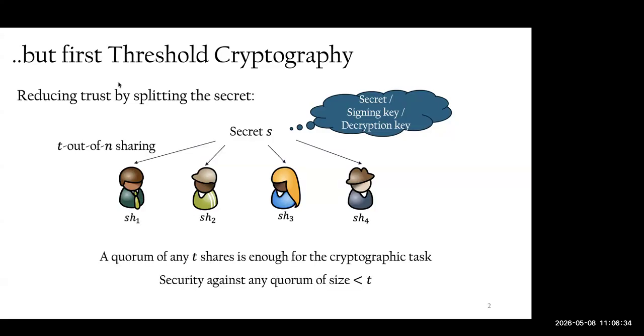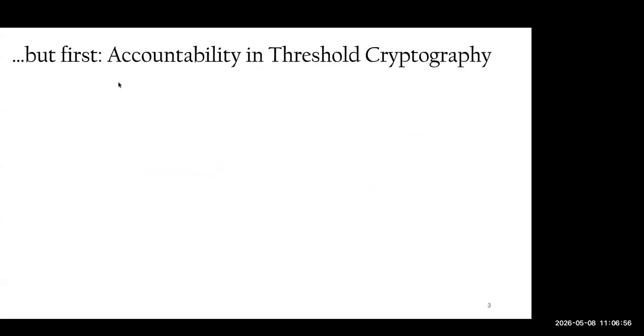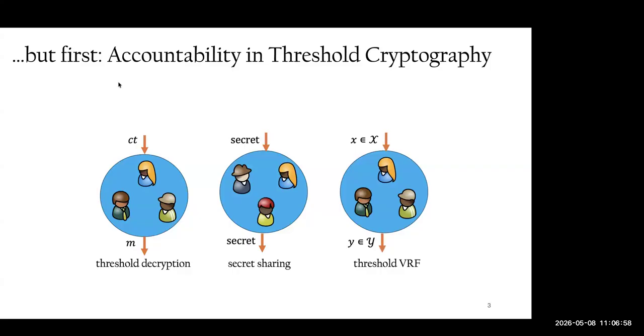The first is that a quorum of any T shares can do the cryptographic task. So, for example, if this is encryption, then any T parties in your quorum will be able to decrypt any ciphertext. But the key property is security, which says that if fewer than T parties come together, they will not be able to do anything. So in the encryption setting, you get semantic security for up to T-1 collusions. This has been very widely used in practice. For example, to build threshold encryption, which is useful for encrypted mempools. It is used for secret sharing to do distributed storage on the cloud, and also for threshold verifiable random functions, which are used for randomness beacons in blockchains.